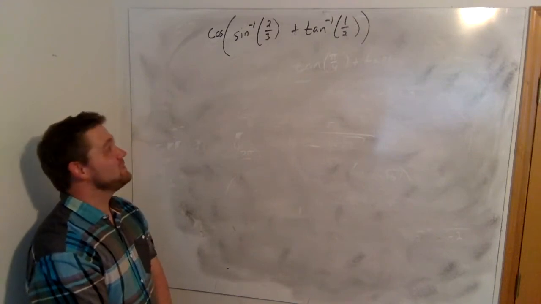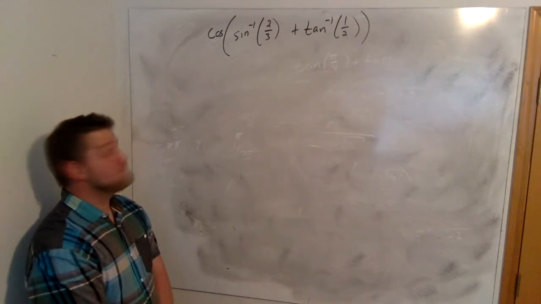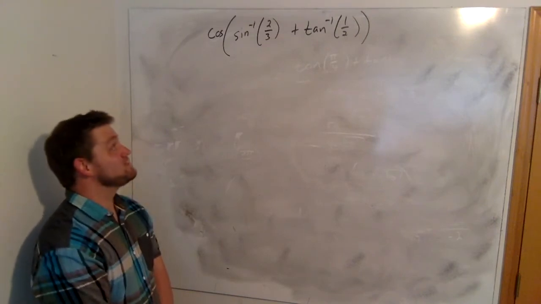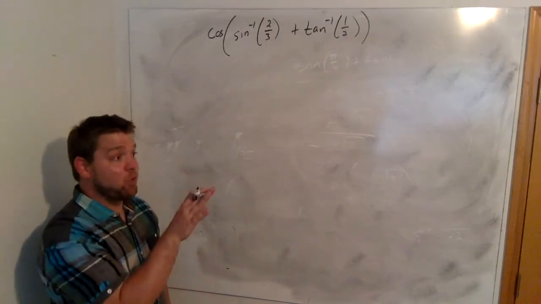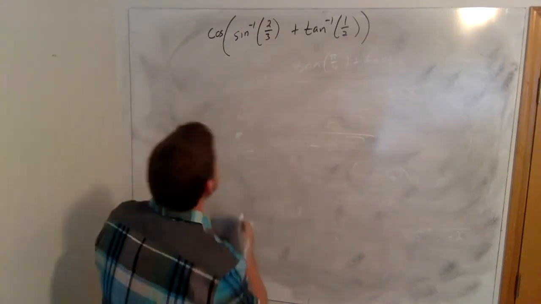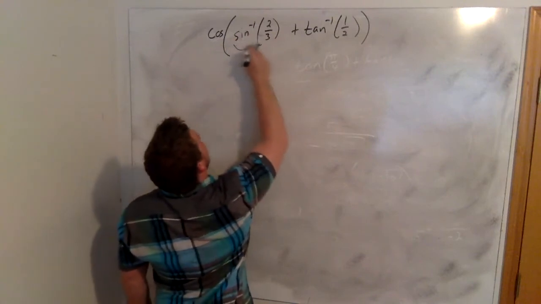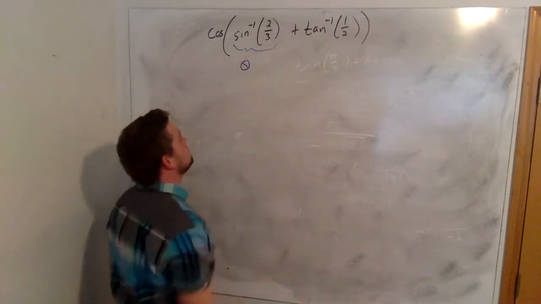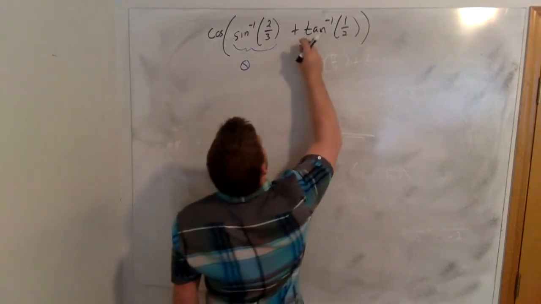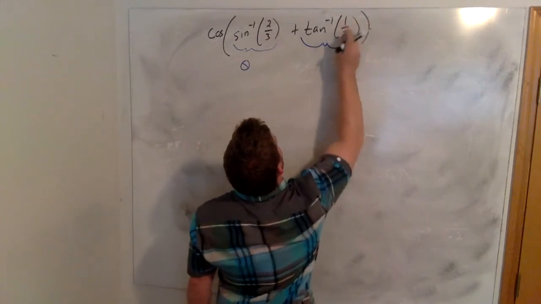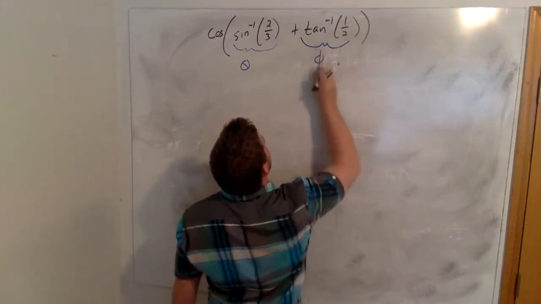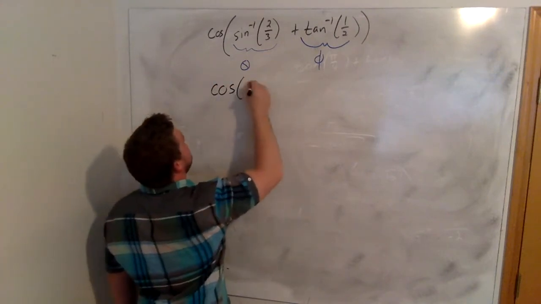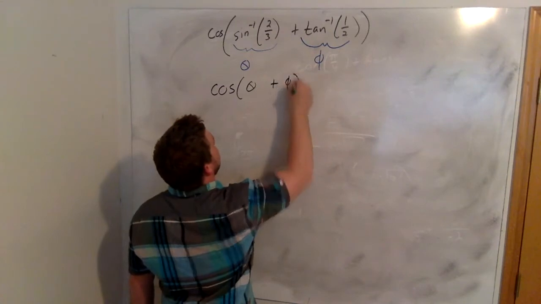Okay, let's do it. The key thing to realize here is I have these inverse trig functions going on. What do inverse trig functions do? Inverse trig functions eat ratios and spit out angles. So this sine inverse of 2/3 is some sort of angle, we'll call it theta. And similarly over here, tan inverse of 1/2 is another angle, we'll call it phi. So really what we're doing here is computing the cosine of theta plus phi.